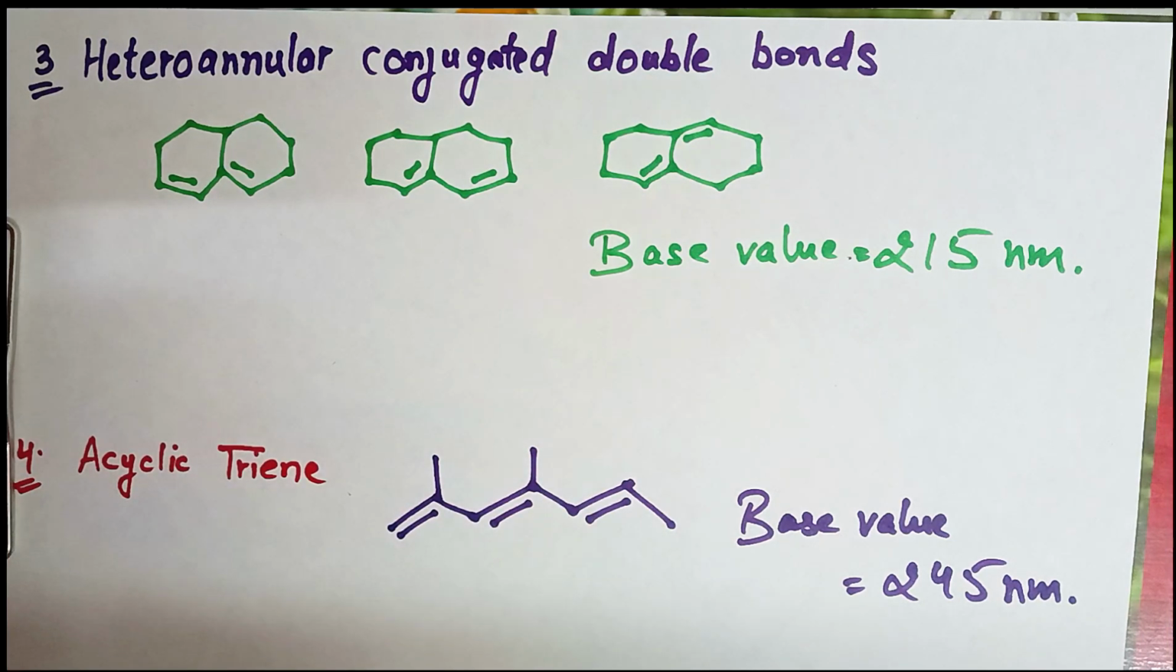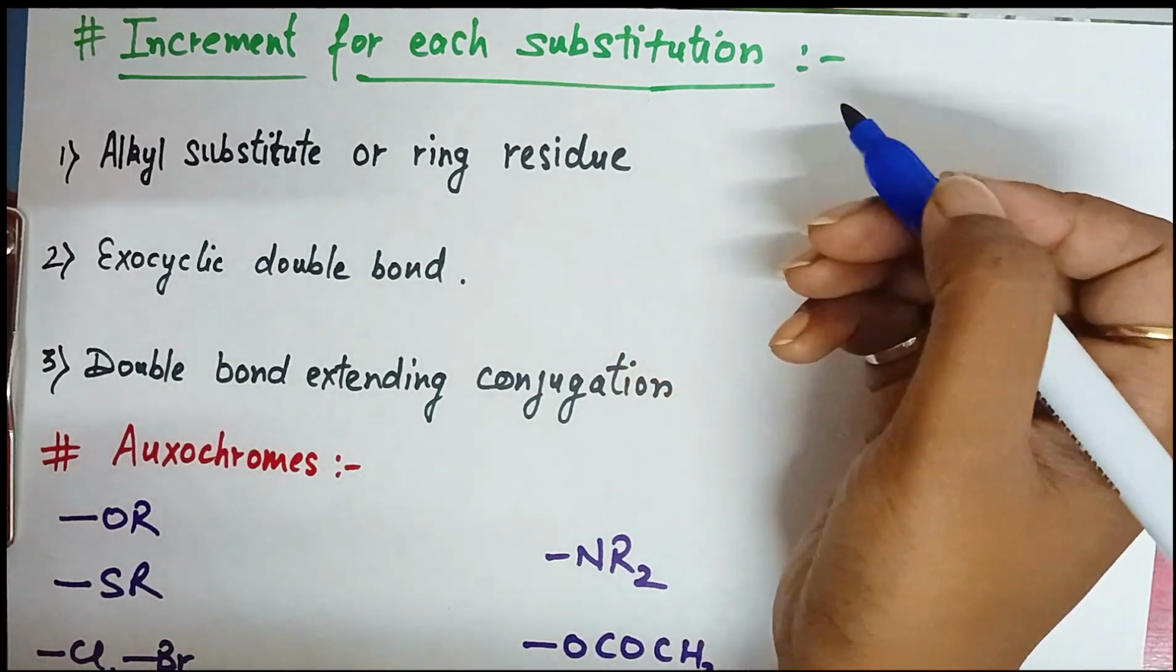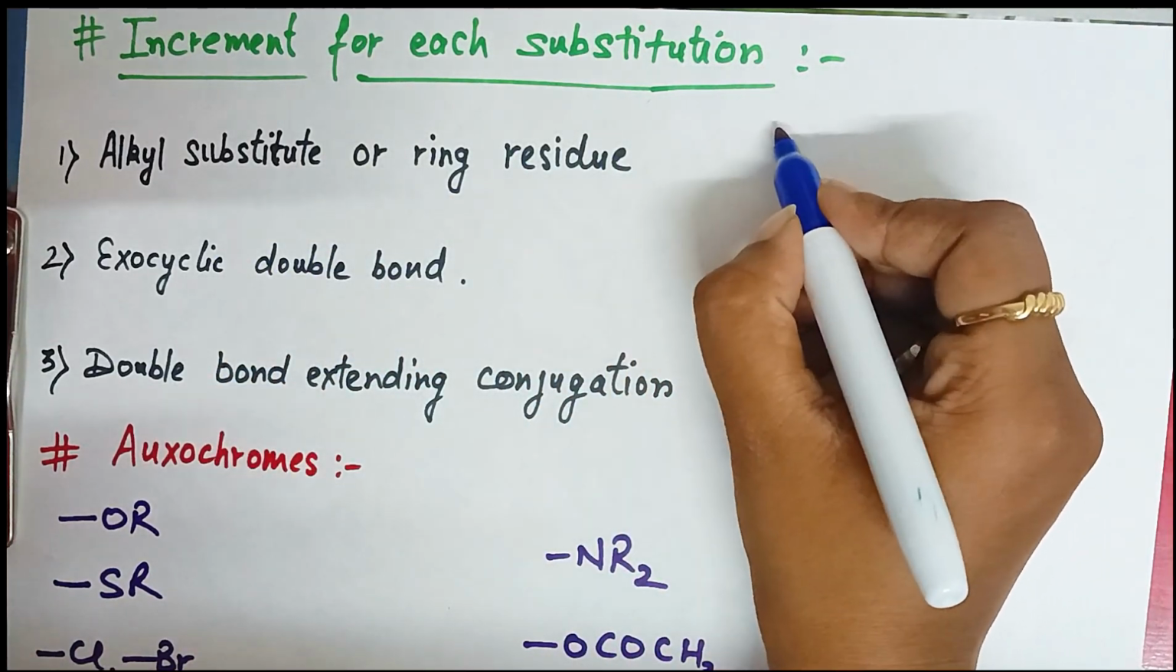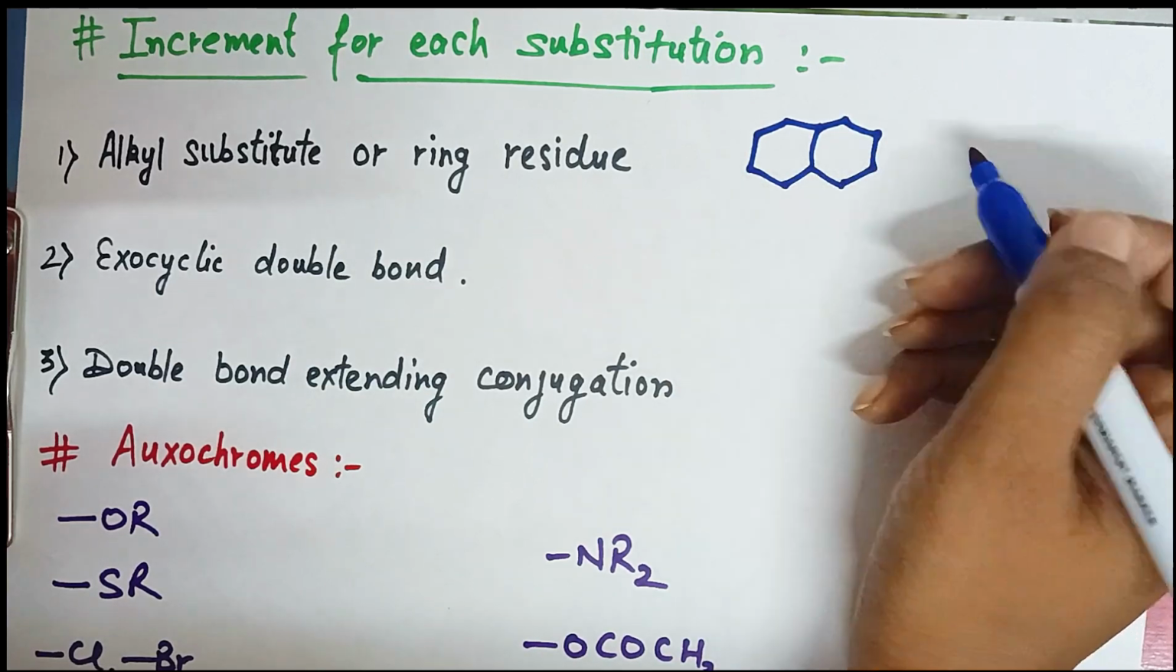Now these were the rules related to the base value. Now we will look for the increment with each type of substitution. So we are going to discuss the increment for each type of substitution that is present in any given molecule. First we are going to discuss the alkyl substituent or ring residue. Now, what is an alkyl substituent or ring residue? For example, if we have a molecule like this.